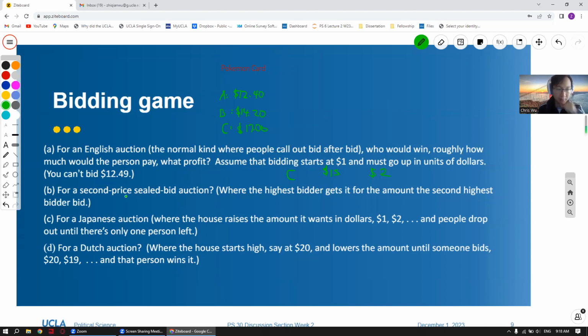So for the second one, the second price sealed bid auction, the highest bidder gets it for the amount the second highest bidder bid. So this is a bit of a gamble. And an interesting question came to me in section. One person thought about, okay, what if, let's say, B bids $1, and then C all of a sudden says, okay, I'm going to bid $100 on this.